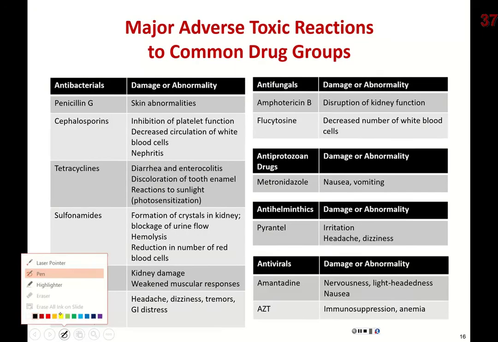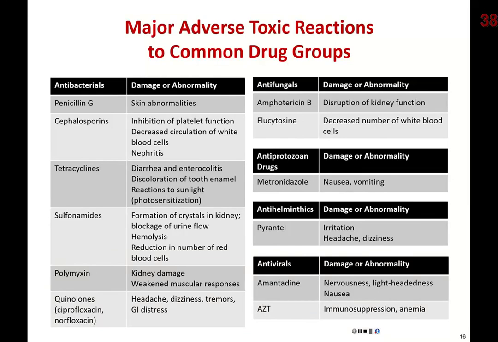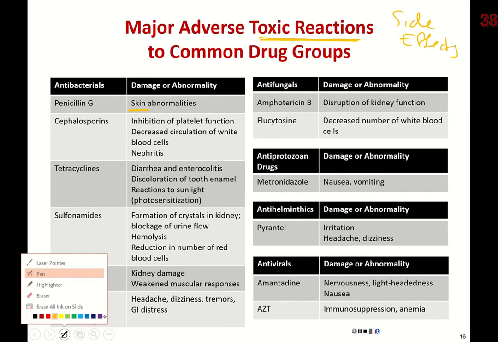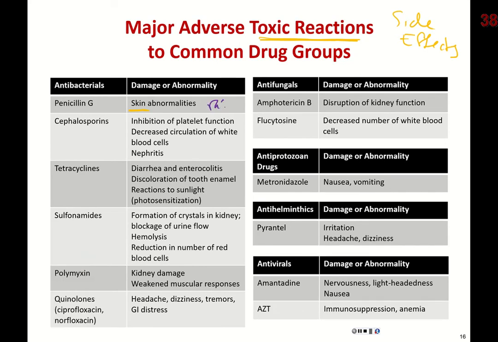Okay, so the very last, I think this is the very last slide I have, is toxic reactions. So looking at various types of side effects. Skin abnormalities, you're going to get things, let me use a different color actually because I feel like orange was too hard to see, but rash is not uncommon.